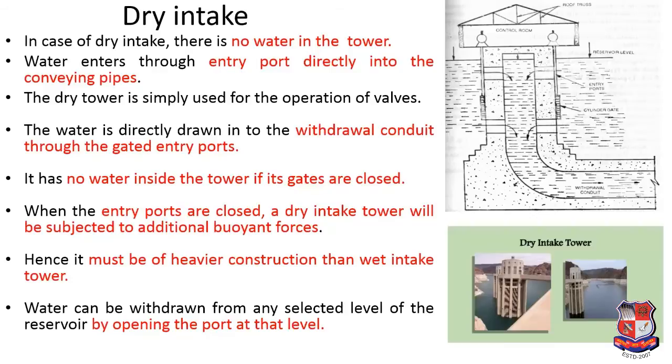Next type is dry intake. As the name suggests, dry means there is no water in your tower. So here you can see from the figure, this is the outer water level in the source. Water will come from this entry port, and that is directly discharging its water into the withdrawal pipeline. There is no storage of water inside. So this particular dry intake is used simply for flow control by providing these valves, and that is controlling the flow of the water.